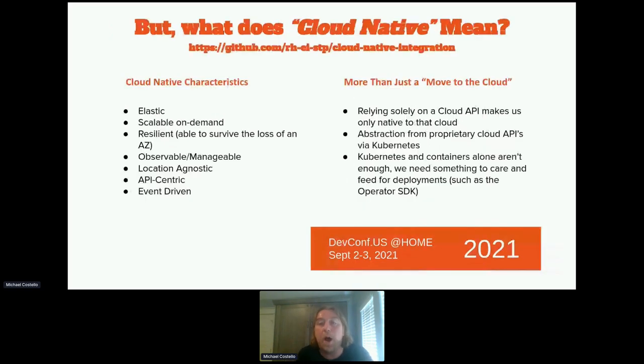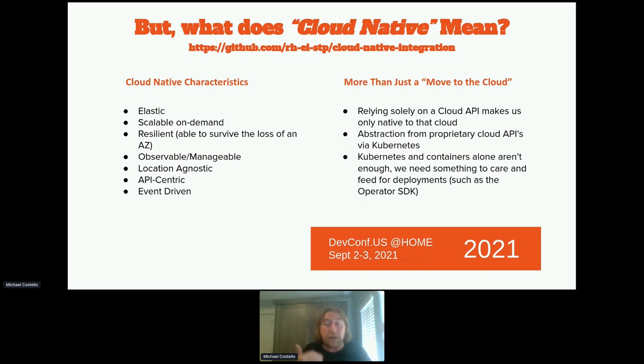Cool. So here we see my team and I have actually made an honest effort at defining what cloud native means. And we won't spend too much time on this slide, but some of the cloud native characteristics that we take on need to be that we're elastic, we're scalable on demand, we're resilient. And I mean really resilient, not just, hey, my runtime comes back up, but hey, I'm able to survive loss of a data center. We need to be observable, manageable. We need to be location agnostic.